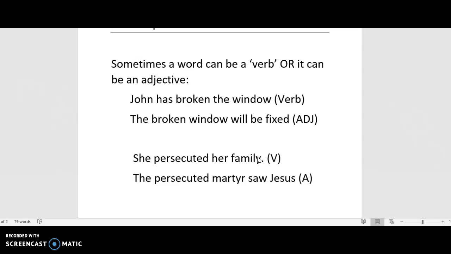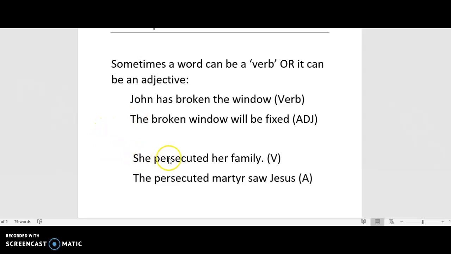Let's look at an example. The first one: John has broken the window. Has and broken are the verb phrase. That's the action, and that's why I wrote verb there. However, if we look at the next one, the broken window will be fixed, that's an adjective. It's telling us what kind of window. So in one sentence, broken could be a verb, and in another sentence, it could be an adjective. And that's where it gets really confusing for our foreign friends who are learning the English language. Remember what a difficult time they are having right now.